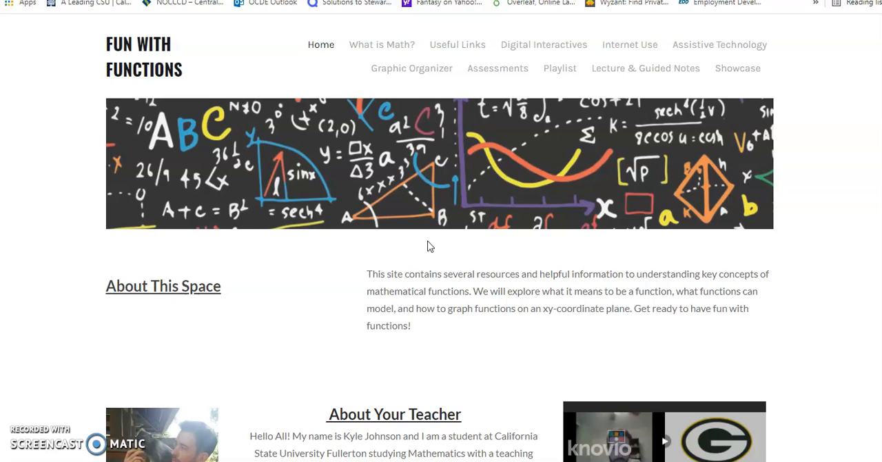Also, if you couldn't tell from the name of the website, the topic my DUR focuses on is the introduction of mathematical functions. As I mentioned throughout the site, functions are the backbone of many STEM fields, and understanding what they are is crucial to a math student's success.